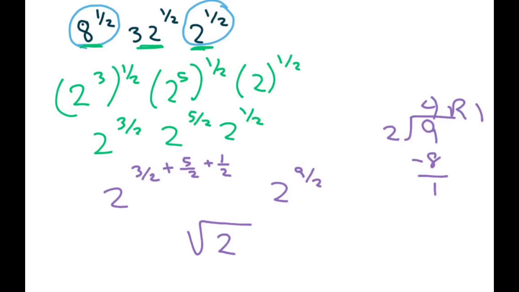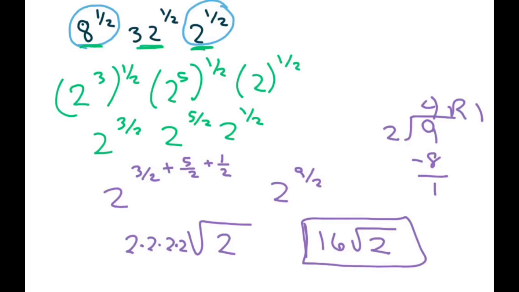So that would be 2 times 2 times 2, so I can bring out 4 2's. And that's going to give you 16. So your final answer is 16 times the square root of 2. Again, there's other ways you can do it. If you want to do it a different way, that's fine. But this is one strategy.